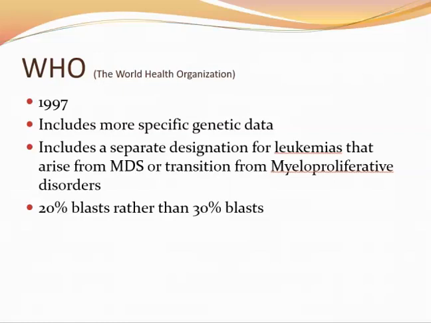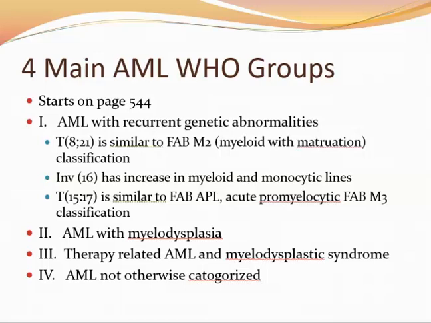Remember, MDS stands for myelodysplastic syndrome, and myeloproliferative disorders are disorders with excess production of bone marrow elements, especially blood cell precursors. For the 4 classifications for acute myeloid leukemia in the WHO classification, it starts on page 544 in your textbook if you want to follow along.